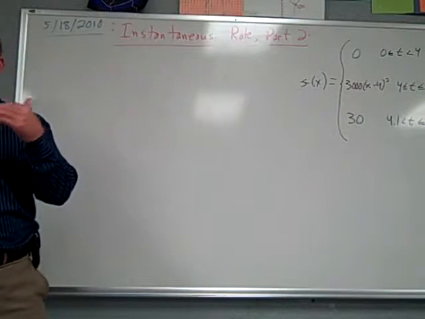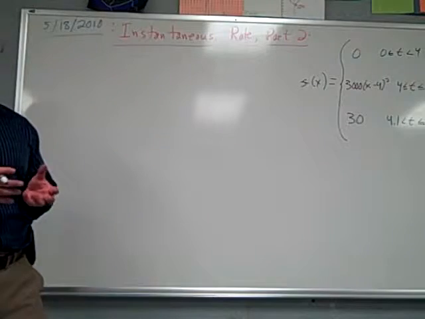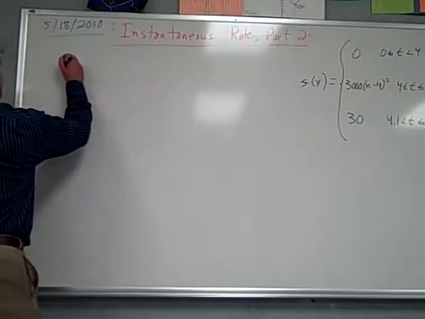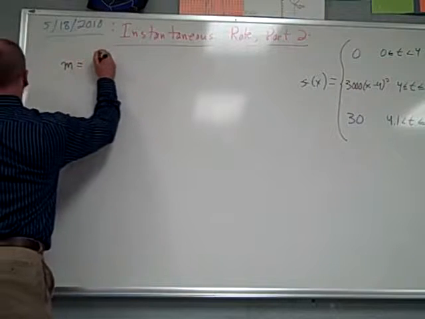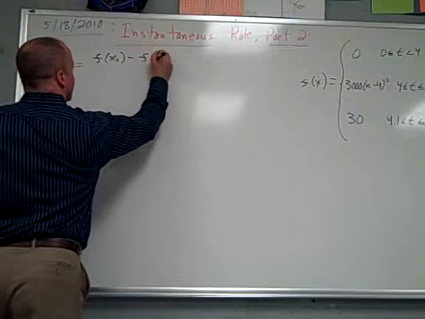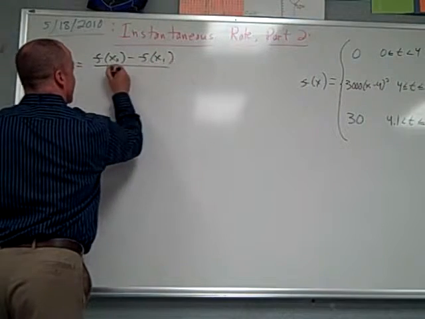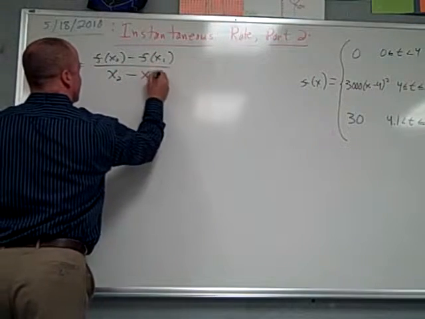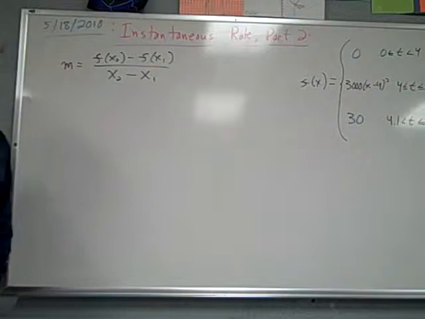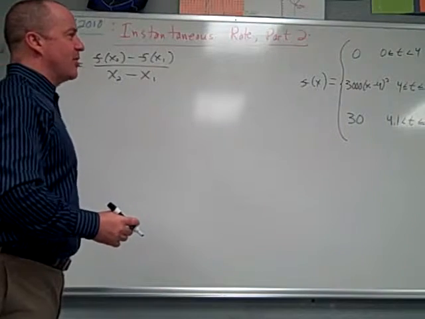A slope between 2 points is an average rate. We're looking for an instantaneous rate. Slope in general can be written as f of x sub 2 minus f of x sub 1 over x sub 2 minus x sub 1. Does that look familiar? It's y2 minus y1 over x2 minus x1 written a little differently.